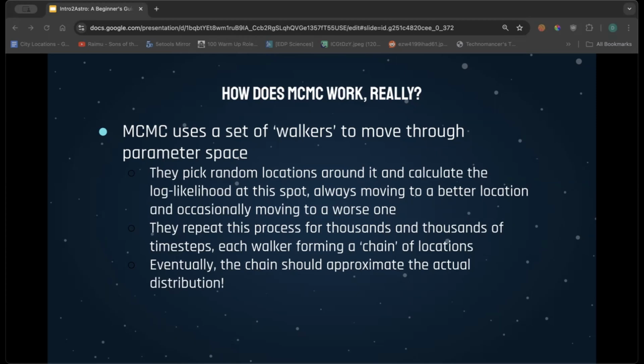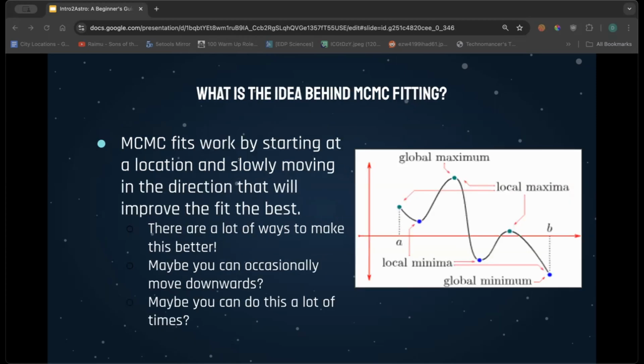So if your walker takes a look at that new point and sees that this new location is going to be a better fit, it's going to have a higher likelihood, then the walker is going to move to that new location. And if you just keep repeating this process over and over, that's the same thing as continuing to look every step in front of you and seeing which direction will get you the highest up.